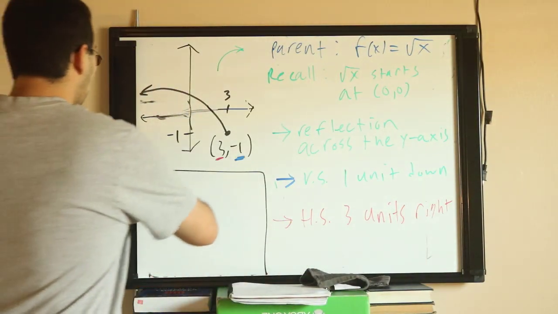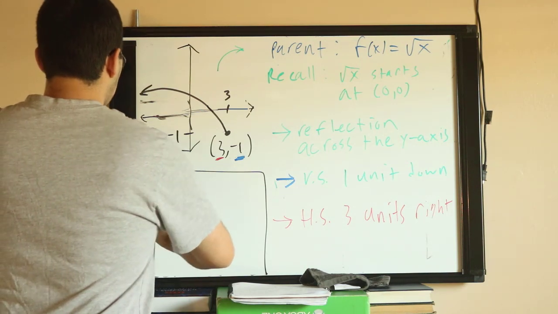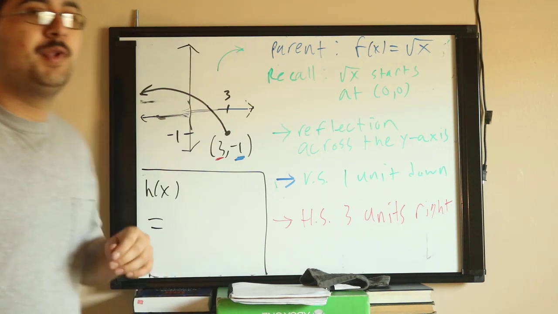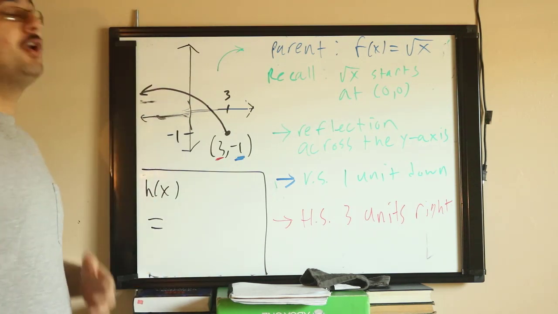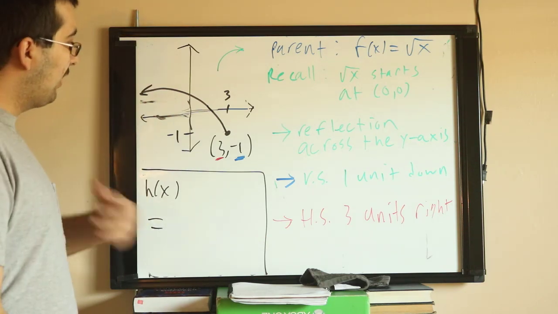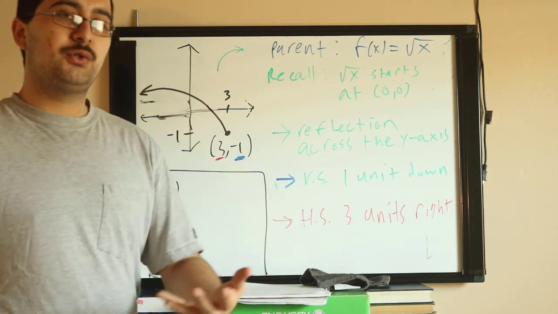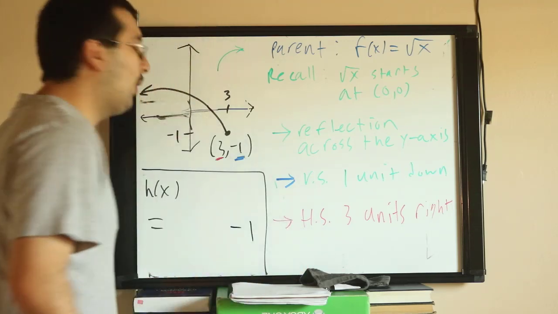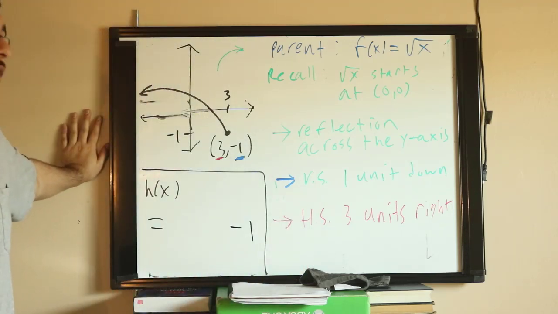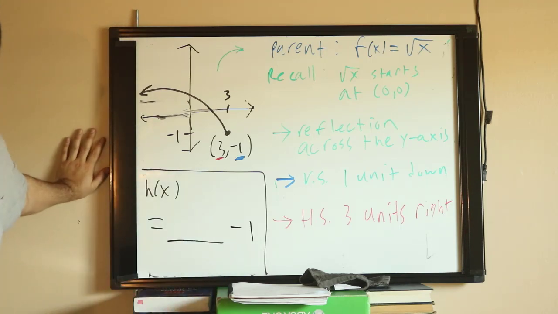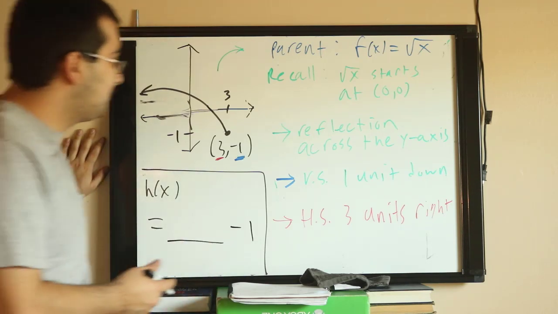So what is my h of x? I know the core of it will be the square root. Now, is there anything I want to add or subtract outside my function? Let's start there. And yes, we do have a vertical shift. We have a vertical shift 1 unit down. So I know I'm going to be subtracting outside my function. We're going to be subtracting 1 outside the function.